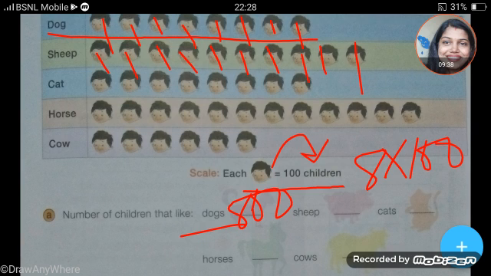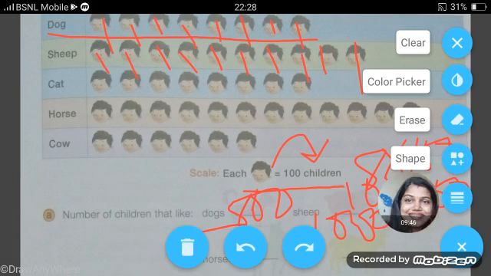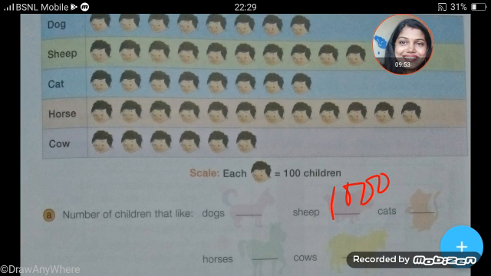So 10 into 100, again I have to do 10 into 100, which will give me 1000. So 1000 students like the ship, depending on the scale.